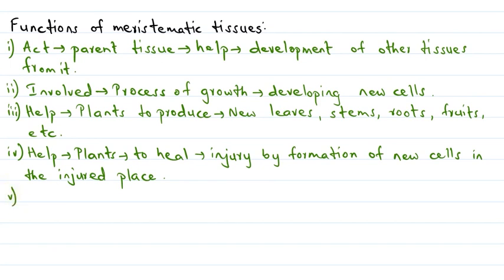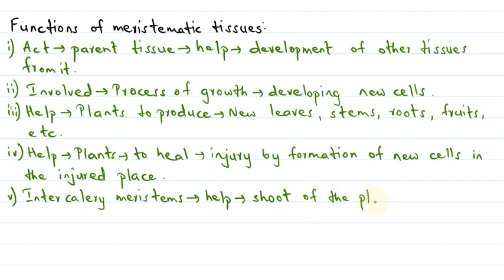Then the next function is that the intercalary meristems help the shoot of the plant to grow upright. Okay, so these are some of the important functions that are performed by meristematic tissues.